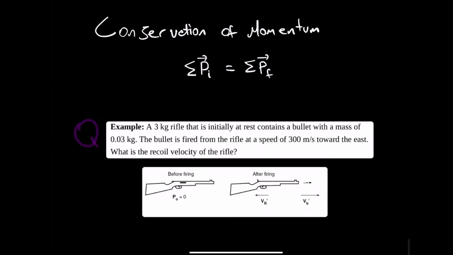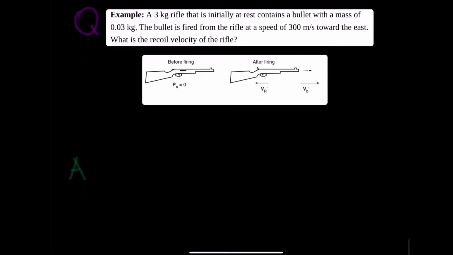Now we're going to talk about conservation of momentum. The momentum in a closed system is going to stay the same. So the total initial momentum is going to be equal to the total final momentum. Let's look at this question in order to further understand this fact.